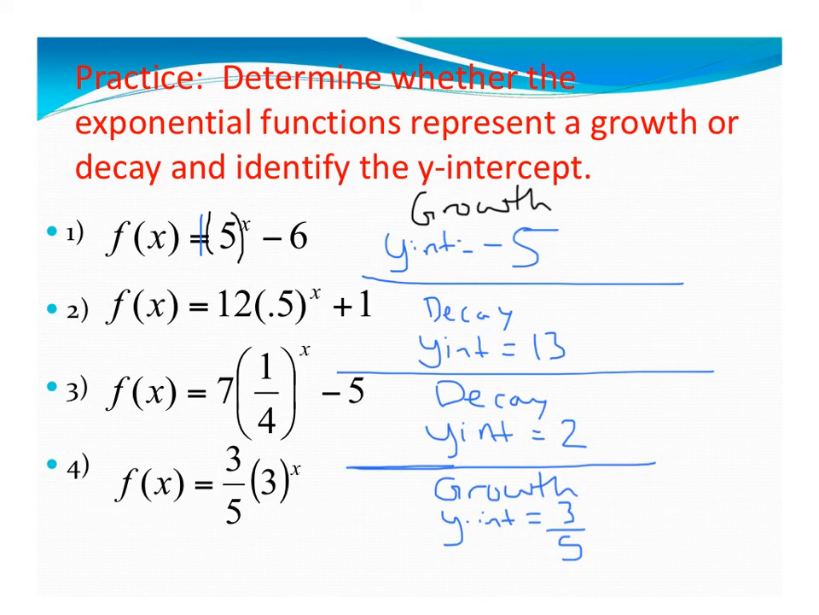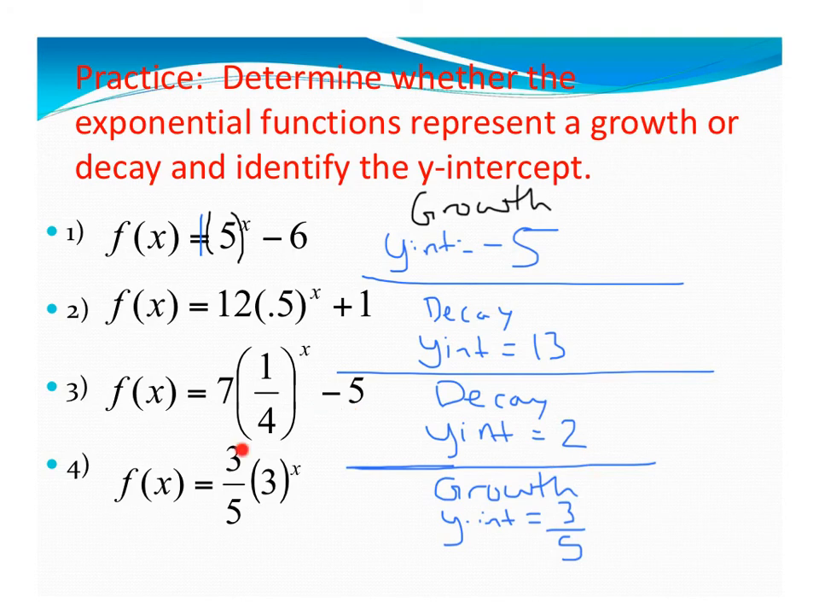So let's check these out. Number 2: we have decay because we have the 0.5 inside the parentheses raised to the x. And then our y-intercept, 12 plus 1 gives me 13. Number 3: haven't seen a fraction in here before, but we know that 1/4 is between 0 and 1. It's less than 1. We know it's decay. Not all fractions are going to be decay because you could have something like 7/3, which is greater than 1. It'd be growth. So don't always assume that fractions or decimals mean decay. And our y-intercept, 7 minus 5 gives me 2.